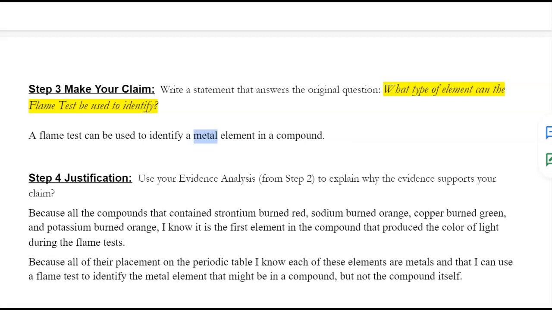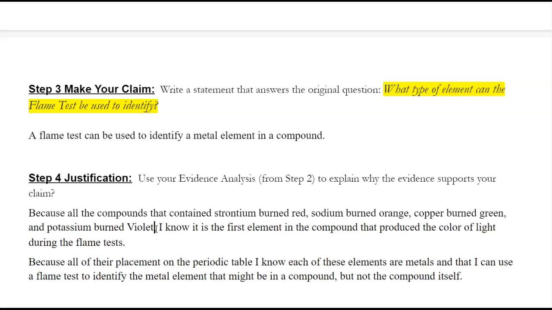Okay, so I wrote just two justification statements here that would help support the claim based on our evidence and the analysis of it. So I just said, because all of the compounds that contain strontium burned red, sodium burned orange, copper burned green, and potassium burned, oh, that should say violet. Always reread your work out loud to yourself. You'll find all your mistakes. Burned violet. I know it is the first element in the compound that produced the color of light during the flame test. That is a justification that answers or supports the claim saying that a metal element is what is identified.